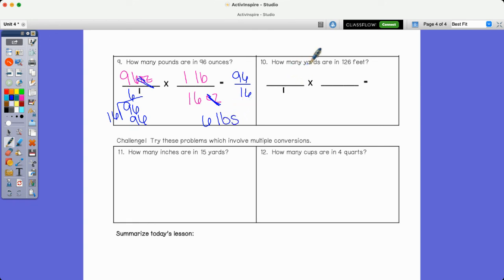Okay. How many yards are in 126 feet? I have 126 feet. I have 1 yard. And that tells me there are 3 feet when I look it up, so I can cancel out my feet. This gives me 126 yards divided by 3, which gives me 42 yards.